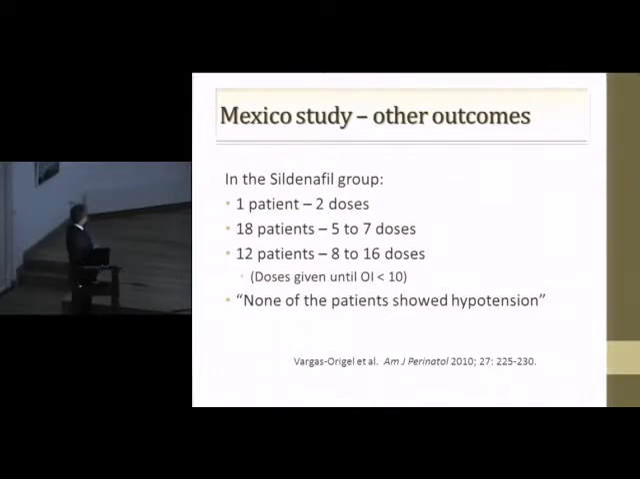From the limitations of the paper, none of the patients showed hypotension. You can see the number of doses that were given, and remember that they treated until the OI got less than 10, as compared to the Columbia study where the OI was less than 20.